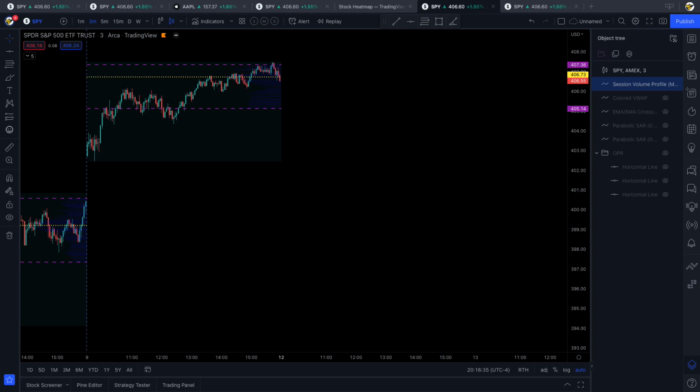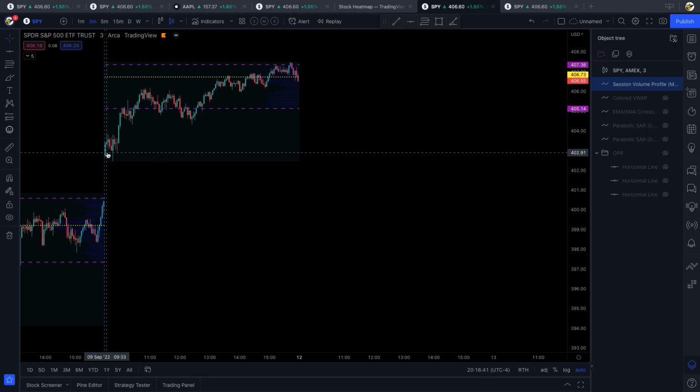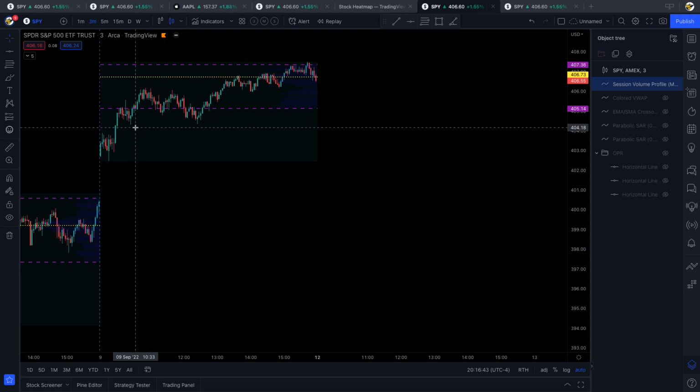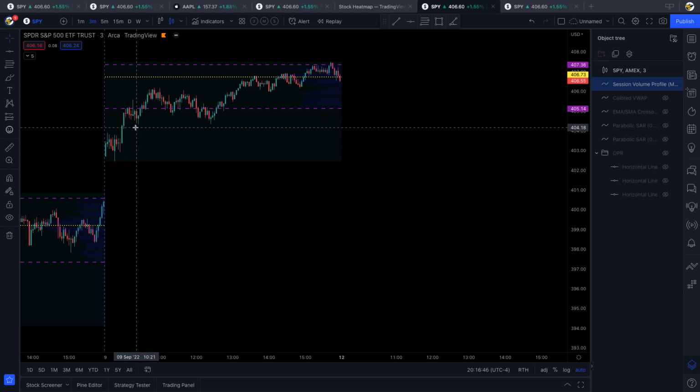Any other questions on that, the OPR or the ORB? Like I said, usually the OPR isn't necessarily a play right away. If it's within $1, it's very high probability it's going to hit the POC within the first 15 to 30 minutes. It'll hit it.